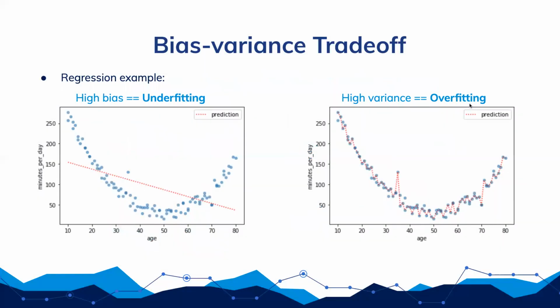So again, we can go back to our regression example. We'll see that the first one on the left is an example of high bias, or something we call underfitting. And then the right model is high variance or overfitting. And I think underfitting and overfitting are kind of self-explanatory terms. One way you can think of overfitting is your model memorizing the data it's seen already.